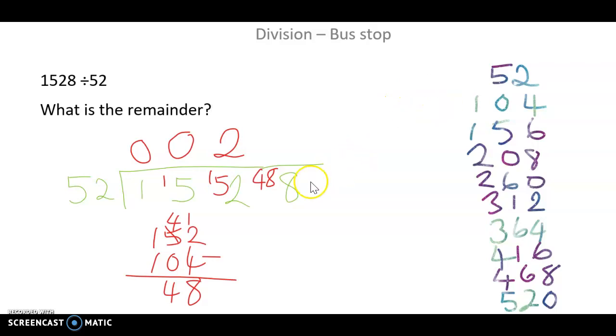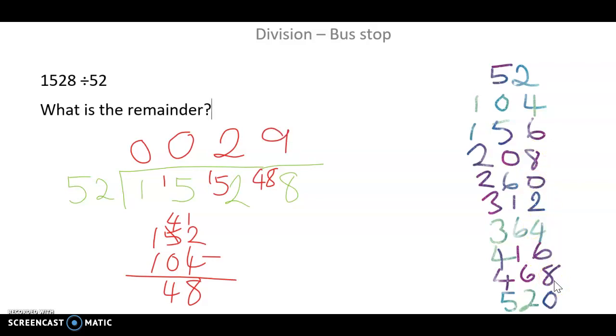So I'm on my final bit here. How many 52s go into 488? And I'm going to go all the way down to 468. This is too far, but this is far enough. Okay, so that is 1, 2, 3, 4, 5, 6, 7, 8, 9.